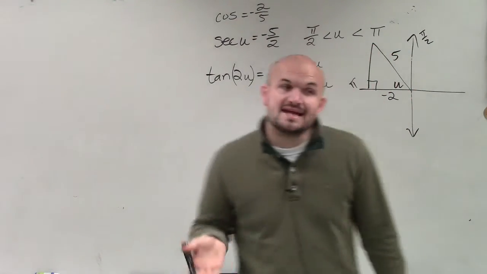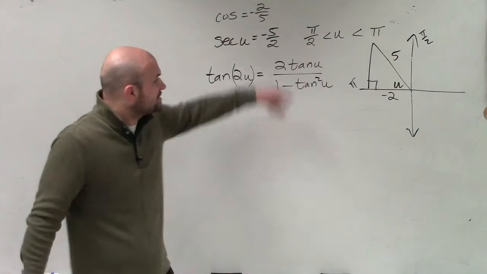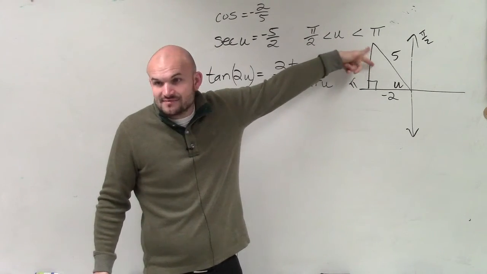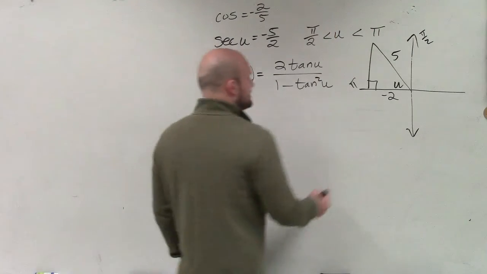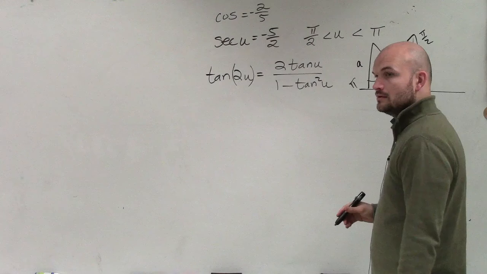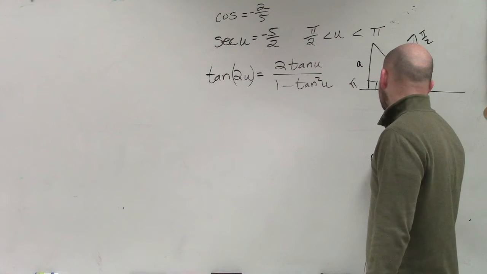But to determine tangent, I got to know the tangent of u. So therefore, I got to figure out what this value is. So I have to go to my Pythagorean theorem. And let's call this a. Square root of 21? Well, let's see here.